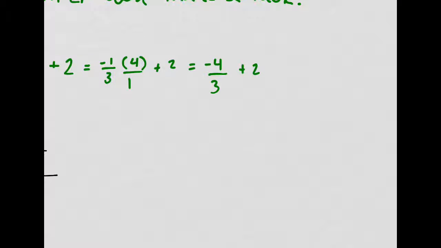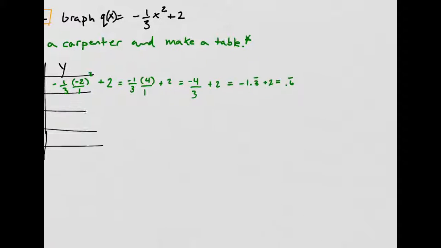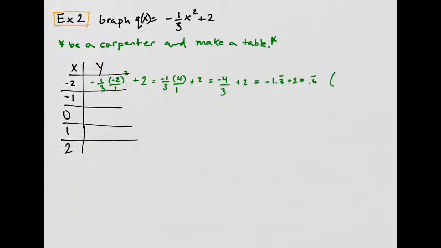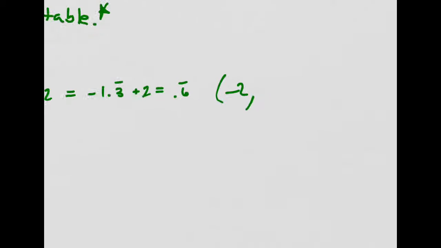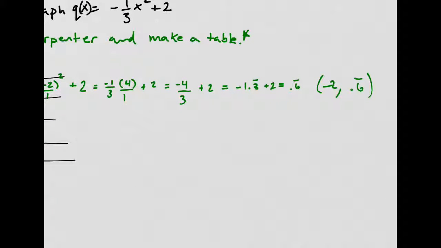And then I'll write this as a decimal. This is negative 1.3 repeating plus 2, which is positive 0.6 repeating. So there we go. My x value is negative 2. That seems like a lot of work, but you can just do it all in your calculator. It's so easy. So almost half.